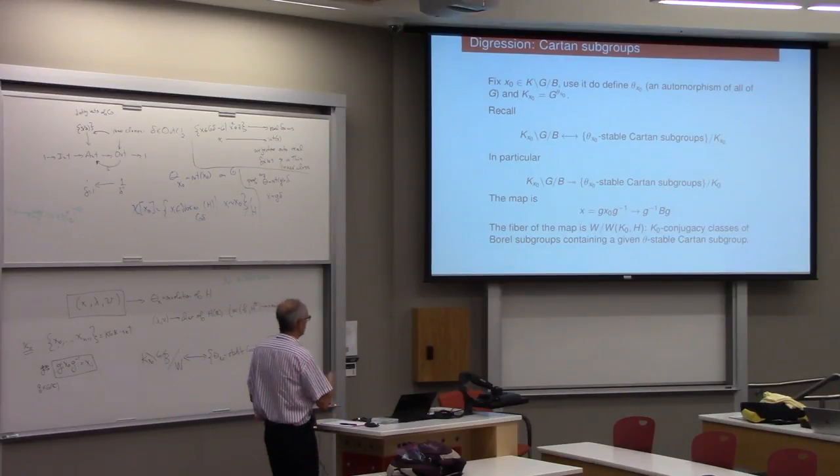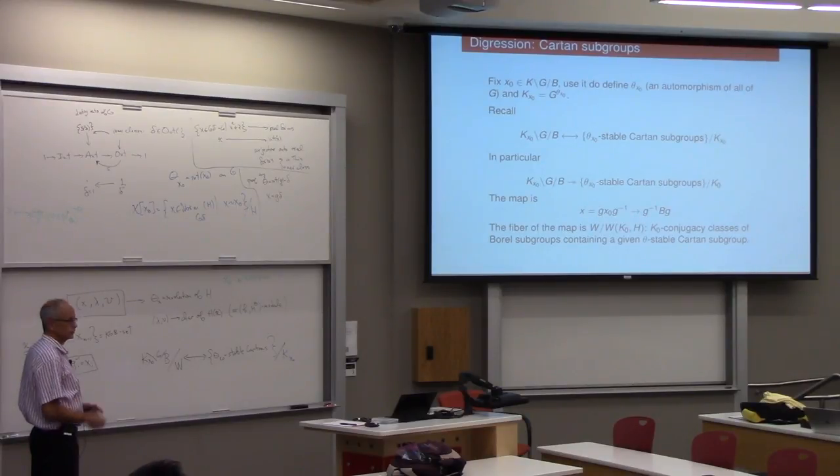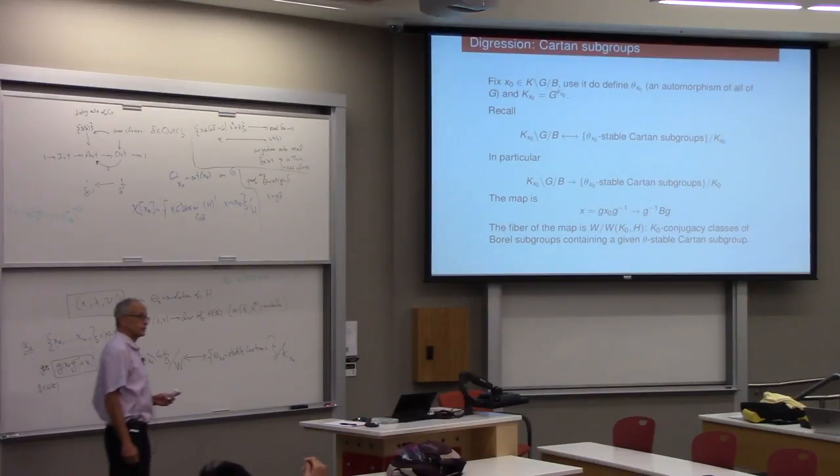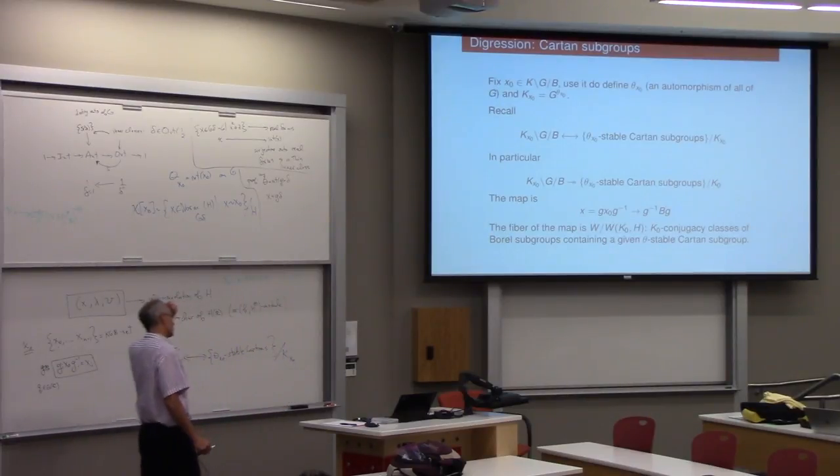Yeah, and if you unwind the whole KGB business, here's the map. There's a map from this KGB space to Parton subgroups. If you have an X, but like I said over here, X is conjugate to X naught by G, and so choose a G which conjugates X naught to X, and then take this X to the Borel, which is G inverse BG. And notice that this G is only well-defined up to multiplication on the right by an element of KX naught. And over here, because of the inverse, that will replace this with a KX naught conjugate of it. And that's this conjugacy here. So this is well-defined.